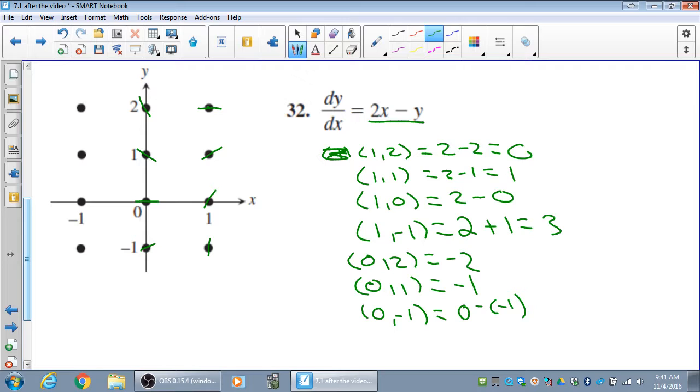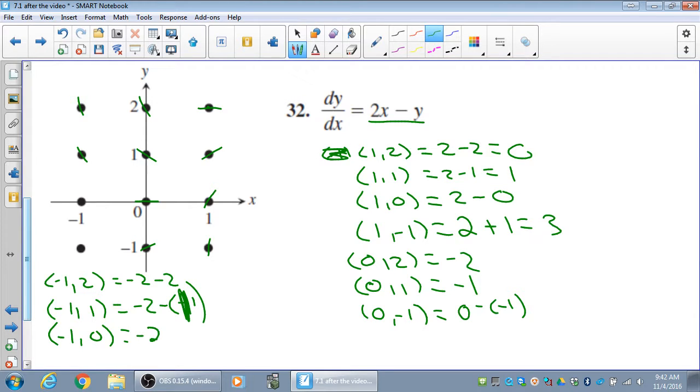So we got one column left. Away we go. So we got (negative 1, 2). So negative 2 minus 2. That's negative 4. That's really steep negative. I don't know how I draw negative 5 now. It'd be very similar. Be a little steeper. I can't draw it vertical, but we just do the best we can on this. (Negative 1, 1). Negative 2 minus 1. Negative 3, so getting less steep. (Negative 1, 0). Negative 2 minus 0, so negative 2, like that.